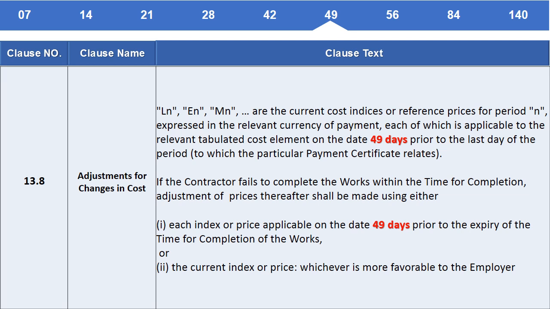Clause 13.8 Adjustments for changes in cost. LNN are the current cost indices or reference prices for the period, expressed in the relevant currency of payment, each of which is applicable to the relevant tabulated cost element on the date 49 days prior to the last day of the period to which the particular payment certificate relates. If the contractor fails to complete the works within the time for completion, adjustment of prices thereafter shall be made using either 1. Each index or price applicable on the date 49 days prior to the expiry of the time for completion of the works, or 2. The current index or price, whichever is more favorable to the employer.